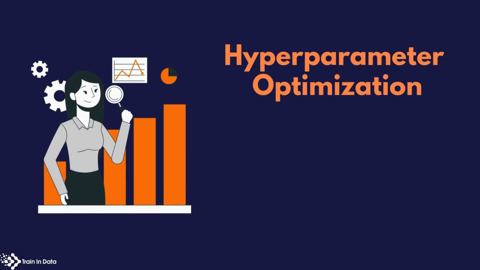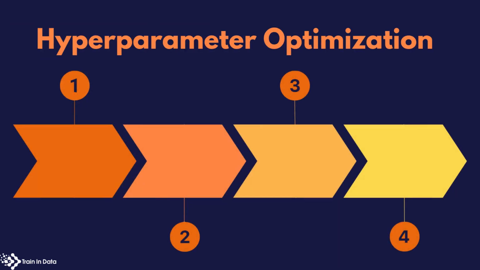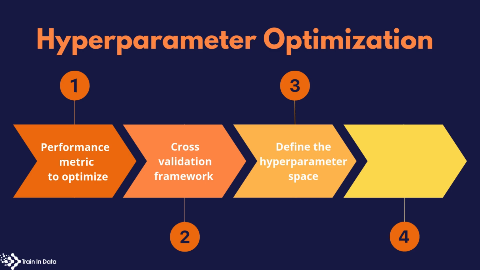learning models. Hyperparameter optimization has 4 key ingredients. We first need a performance metric to optimize. We need a cross-validation framework to determine the error of the machine learning model. We need to define the hyperparameter space, that is, the values of the hyperparameters that we want to evaluate. And finally, we need a way to sample that hyperparameter space.